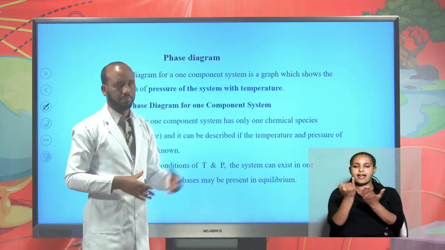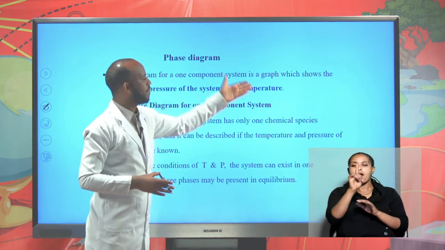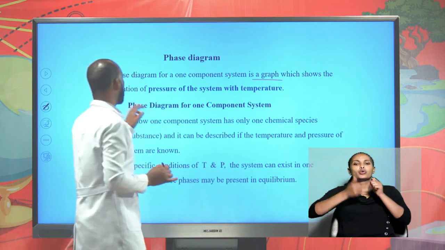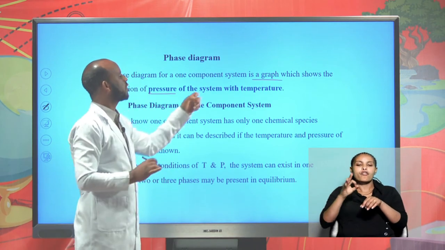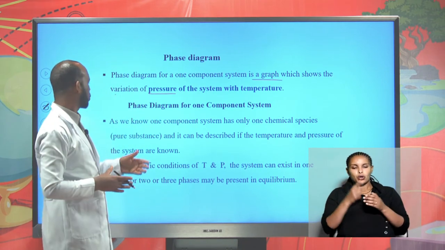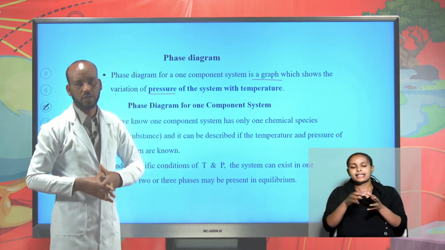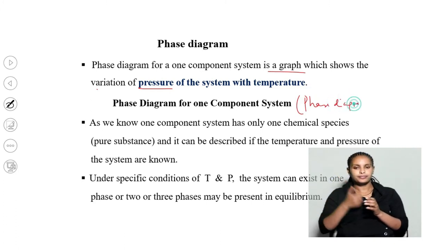Phase diagram. A phase diagram for a one component system is a graph which shows the variation of pressure of the system with temperature. Look at the phase diagram for a one component system. For example, the phase diagram of water, H2O, a one component system.